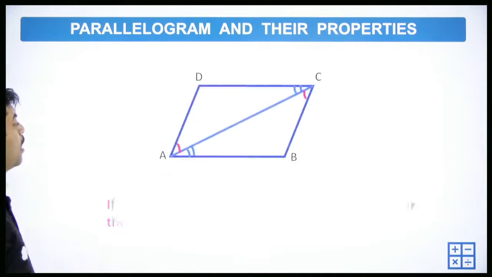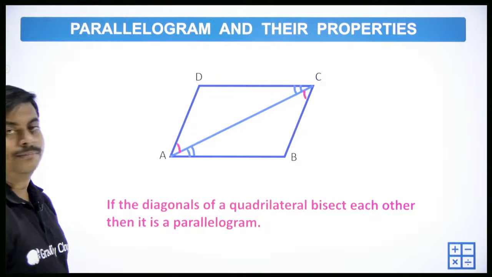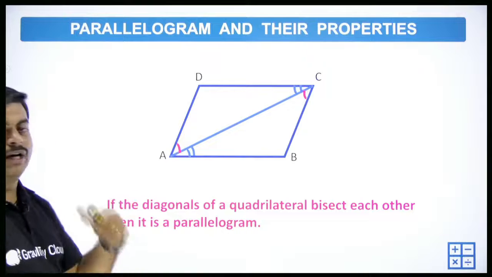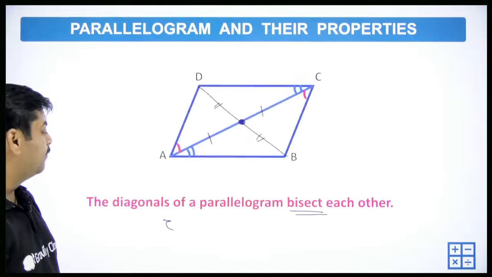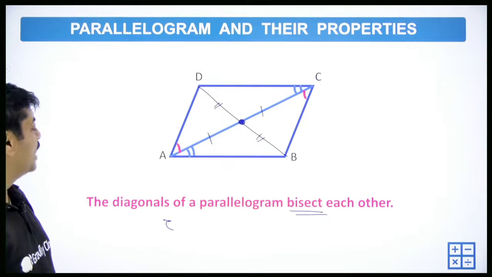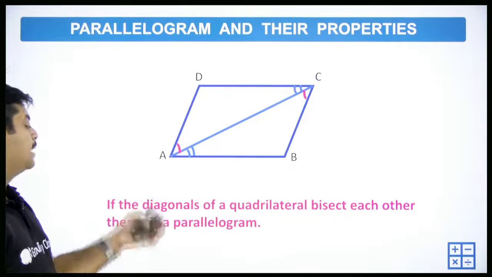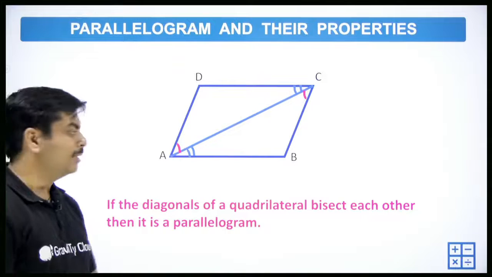Next one. If the diagonals of a quadrilateral bisect each other, then it is a parallelogram. Just now we discussed that, right? The diagonals of a parallelogram bisect each other. What is the next one? If the diagonals of a quadrilateral bisect each other, then it is a parallelogram. The same point repeated twice, right?